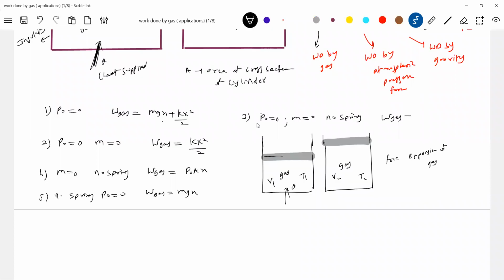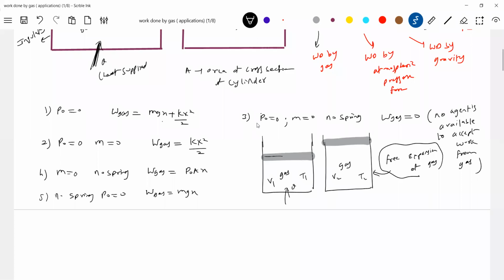Work done by gas here is zero because no agent is available to extract or to accept work from gas. Are you getting it? So this is the reason we can put it here.